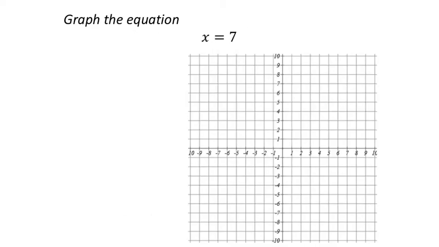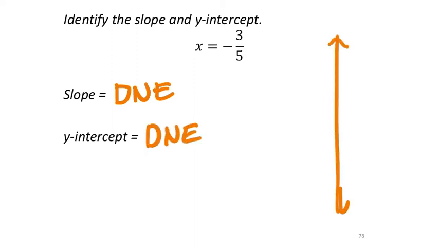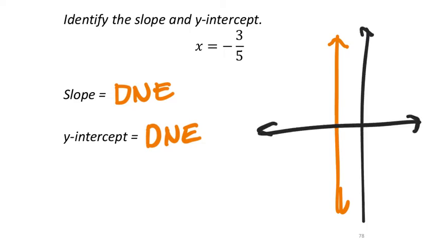That's it. Again, it's telling us that wherever x is, it has to be 7, and that would be along this not very straight line. I tried. It has a slope that's not defined. In fact, it doesn't even have a y-intercept because this would be a straight up and down line at x equals -3/5, so it's not ever going to go through the y-axis, and the slope is so big we can't define it.